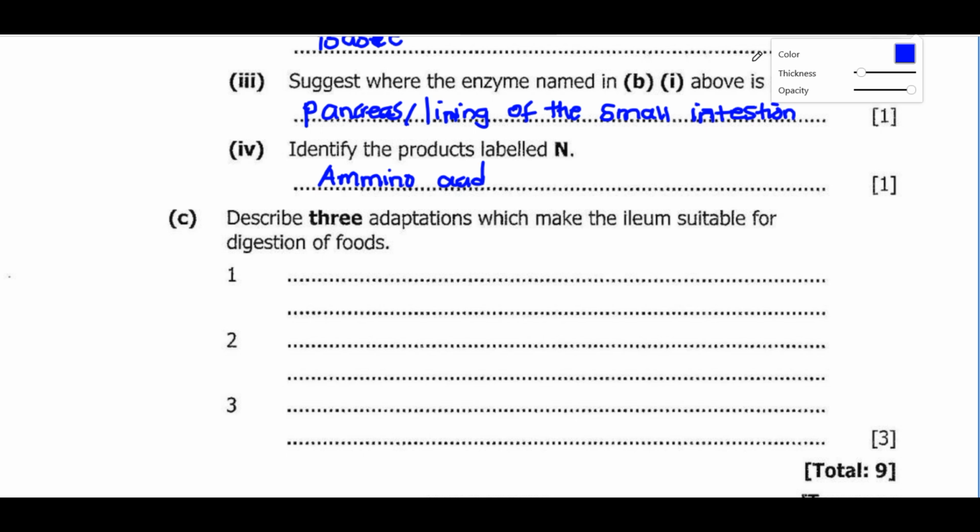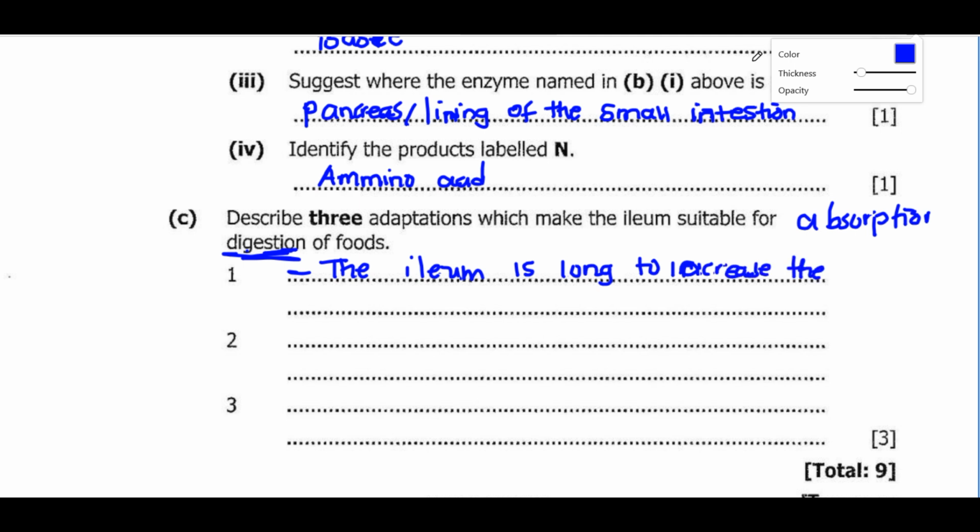Then describe 3 adaptations which make the ileum suitable for, should be not digestion, I'm sure there was an error, for absorption, because the ileum is known for absorption. So for absorption, number 1, we can say the ileum is long to increase the surface area for absorption.